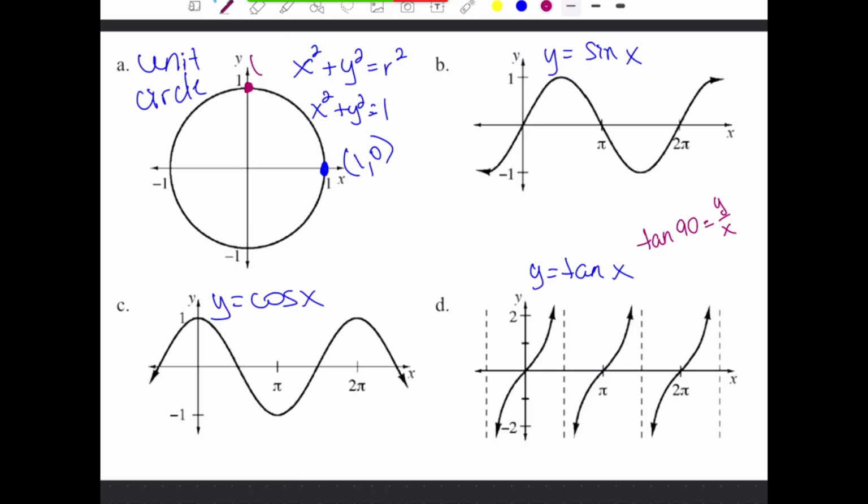And what's my xy coordinate for 90 degrees? So this guy right here. What's my x value going to be? Is that 0? And my y value is going to be 1, right? So y is 1 and x is 0. And what's 1 divided by 0? Undefined.